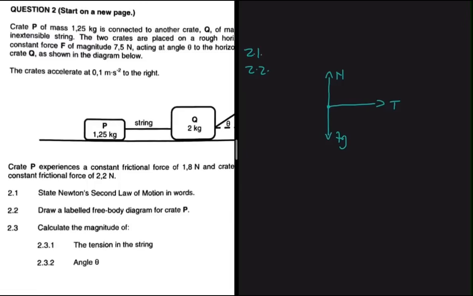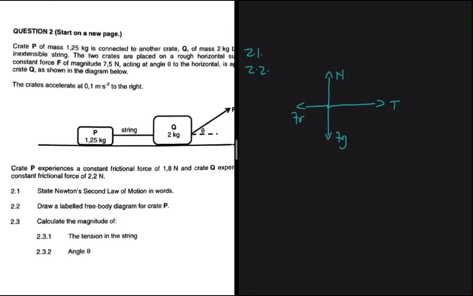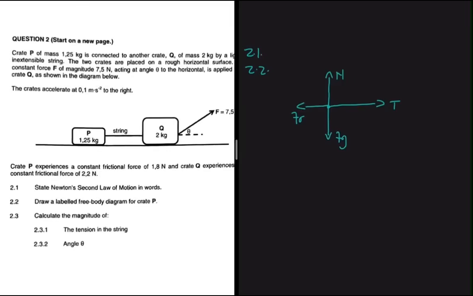And then we are also told that there's a frictional force, so let's have a force opposing the motion. Let's have F_R up there. Why is the vector for the frictional force shorter than the vector for the tension? It is shorter because the crates are accelerating to the right, so the tension is overpowering the force due to the friction. We must show that in the length of the vectors.